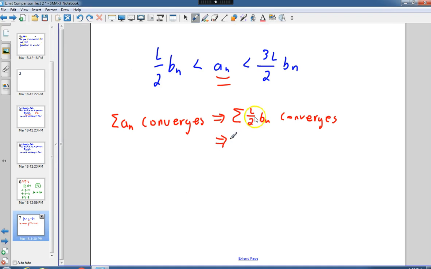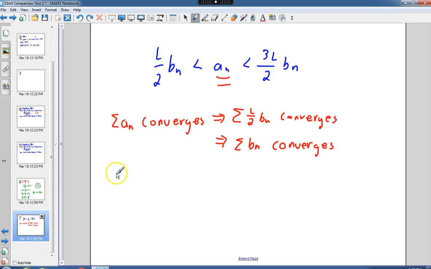Well, if L over 2 times b sub n, that general term there of the series, converges, then that means that the series with general term of just b sub n has to converge, right? Because we also saw another theorem that basically says that multiplying by a non-zero constant does not affect overall convergence or divergence of a series. So this series has to converge. So this demonstrates that both series converge.